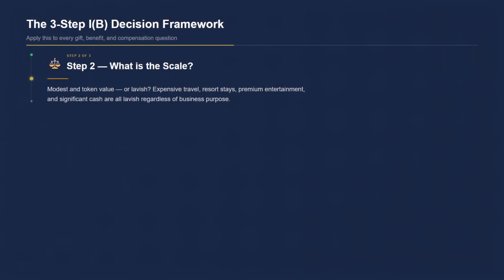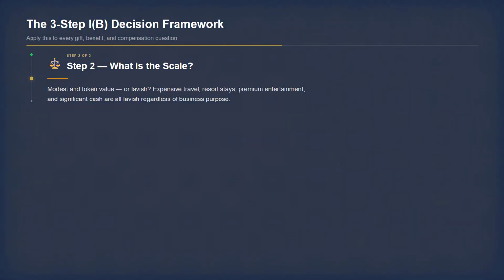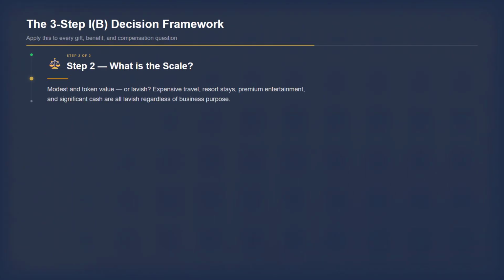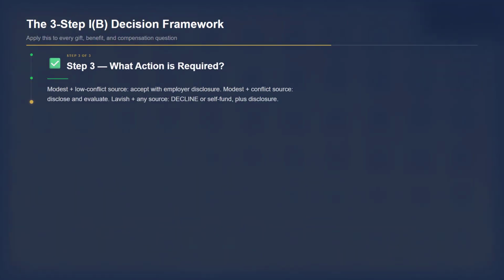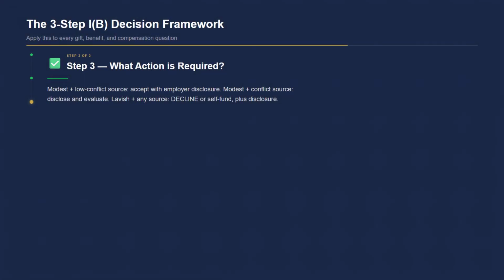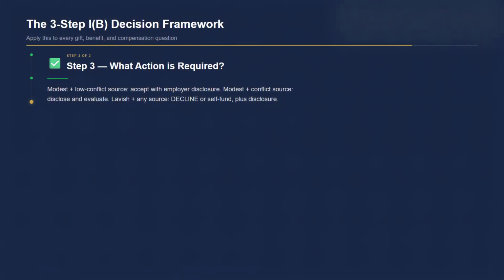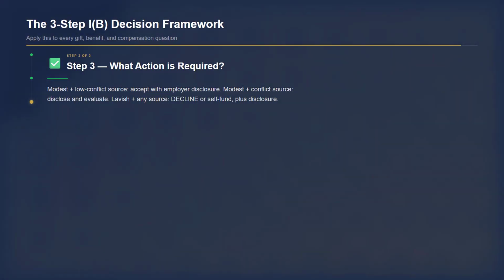Step 2. What is the scale? Is the benefit modest and token in value, or lavish: expensive travel, premium entertainment, significant cash? Step 3. What action does this require? Modest benefit from a low-conflict source, accept with employer disclosure. Modest benefit from a high-conflict source, disclose and evaluate carefully. Lavish benefit from any source, decline or self-fund, plus disclosure. Memorize this framework. Every IB question maps to one of these 3 outcomes.